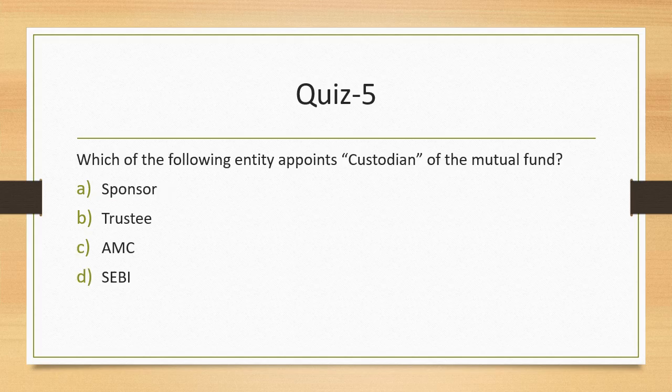Next question is, which of the following entity appoints custodian of the mutual fund? So custodians play a very important role. They have custody of the security which is invested by AMC, and additionally, custodians also take care of various activities such as corporate action. So custodians are appointed by an entity called as the trustee, which also takes care of the interest of the investors, right? AMCs and SEBI do not do this act.